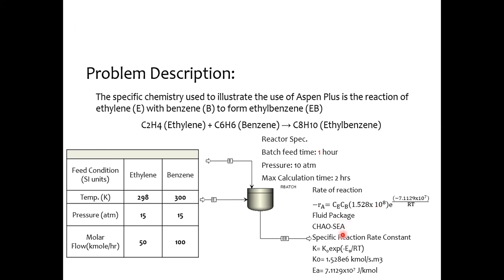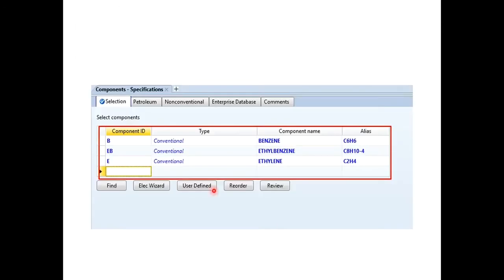The fluid package which we'll be using is Chao-Seader, and you can see k is equal to k naught exponential minus Ea over RT. k naught is 1.528 multiplied by 8 kmol per second per cubic meter, and the activation energy is 7.1129 multiplied by 10 raised to the power 7 joule per kilomole. So we will first add the components. Another thing you will learn today: benzene and ethylene can be added simply by entering benzene and ethylene over here. But ethyl benzene, first, its name is quite long compared to these two.